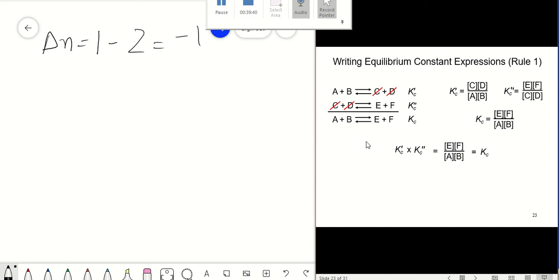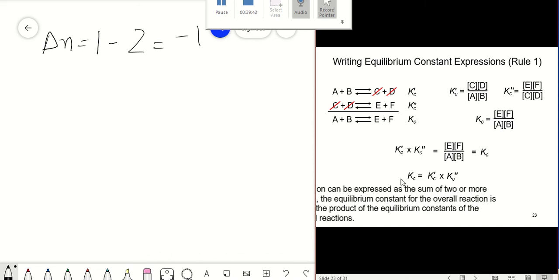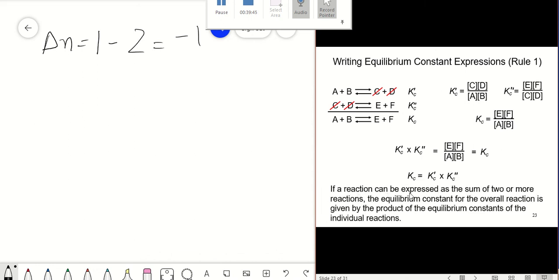Yes, so that is our rule number 1, which states that if a given reaction can be expressed as the sum of two or more reactions, the equilibrium constant for the overall reaction is given by the product of the equilibrium constants of the individual reactions. So the third reaction right here is the sum of the first two reactions. Therefore, the equilibrium constant for this overall reaction, which is Kc, will be equal to the product of the equilibrium constants for the individual reactions.